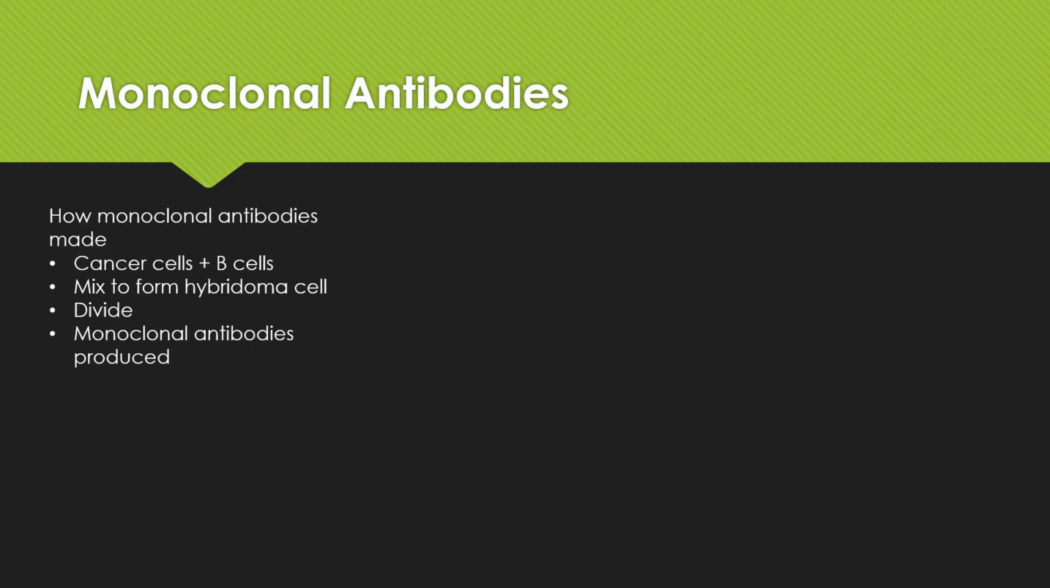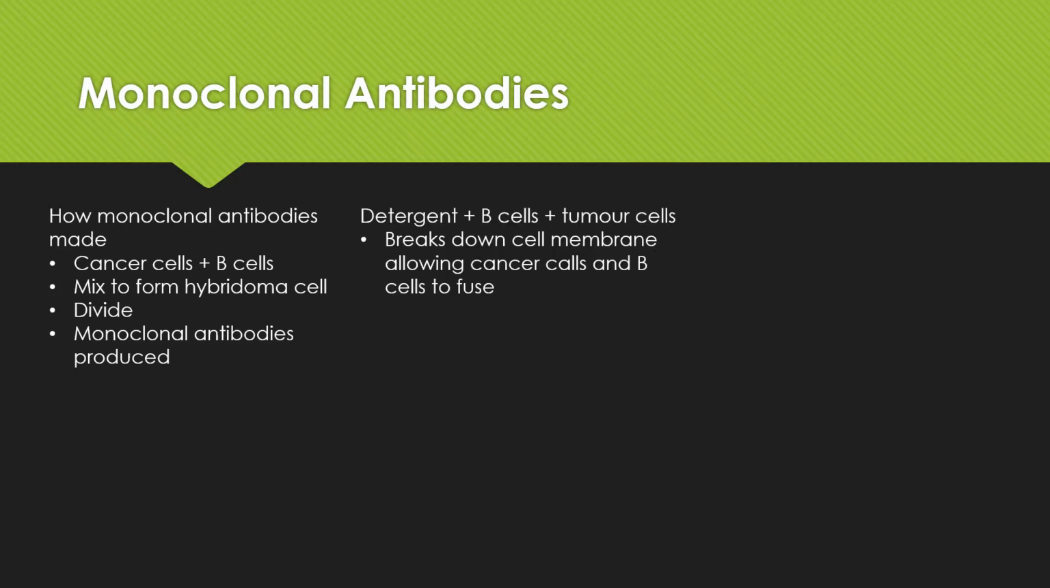Monoclonal antibodies. How are monoclonal antibodies made? Well, you fuse a cancer cell with a B cell, and they form a hybridoma cell. These divide, and these produce monoclonal antibodies. Detergent plus B cells plus tumor cells: you use detergent because it breaks down the cell membrane, allowing cancer cells and B cells to fuse.